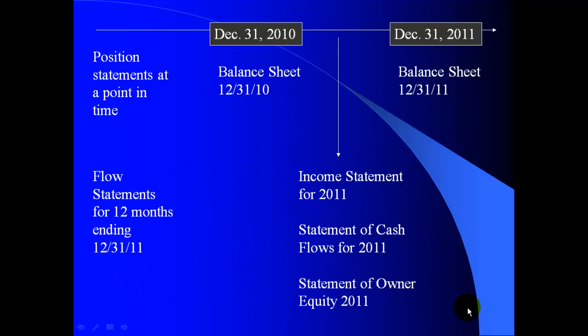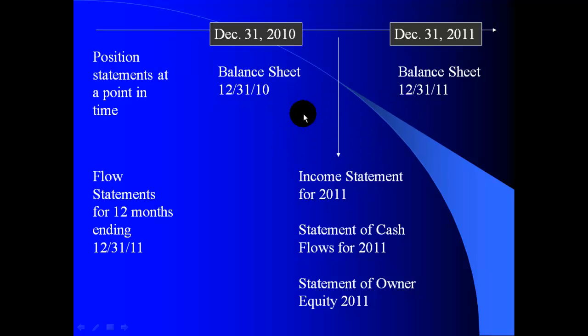Another way to look at this is to see the periods of time. And so you have statements at positions, statements at a point in time. So you have a beginning balance sheet, an ending balance sheet. So December 31st, 2010 is the beginning one. December 31st, 2011 is the ending one. So these are exactly a year apart, so it's a beginning and ending balance sheet.